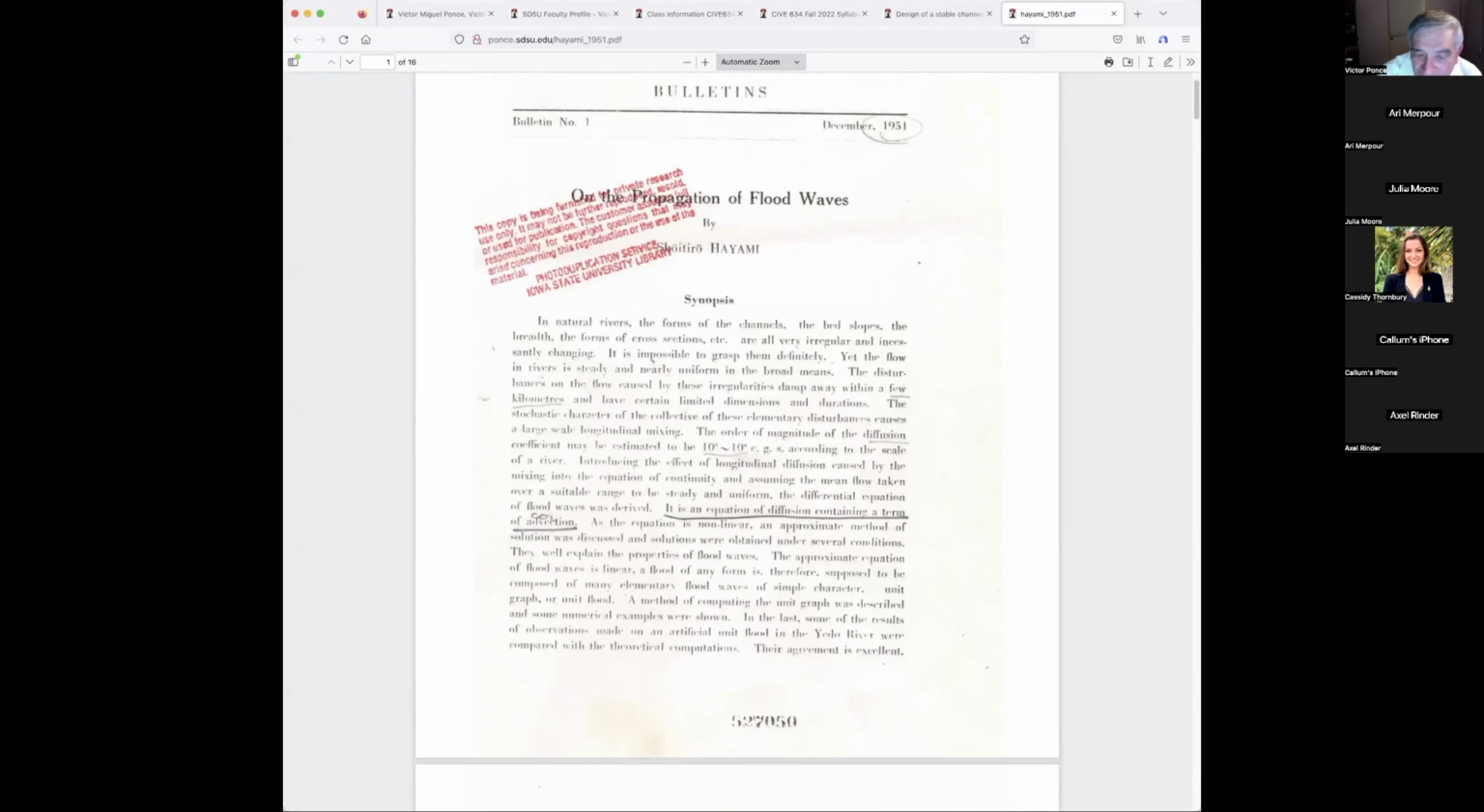It is an equation of diffusion containing a term of advection. So I did not invent the word diffusion. Diffusion has been around. Diffusion is one of the most prevalent processes in nature. Without diffusion, the world as we know it would be unlivable. Because of diffusion, we're able to live here. Otherwise it would be chaos. Lack of diffusion would mean chaos.